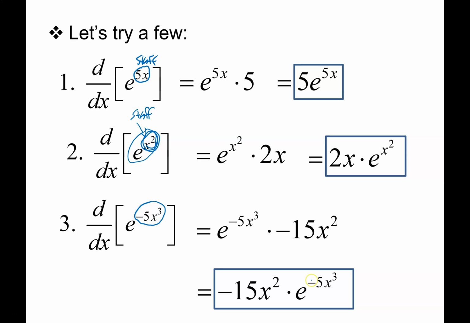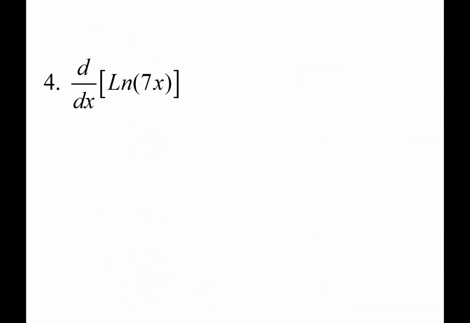Now, if the whole negative power thing really irritates you, hopefully you remember that when you raise something to a negative power, it makes its reciprocal. So in all actuality, if you felt the need to, you could write that as the negative 15x squared, which does not have a negative power, so it stays right where it's at, over e to the 5x cubed. Either of those answers works just fine. Okay. Practice a couple more here.